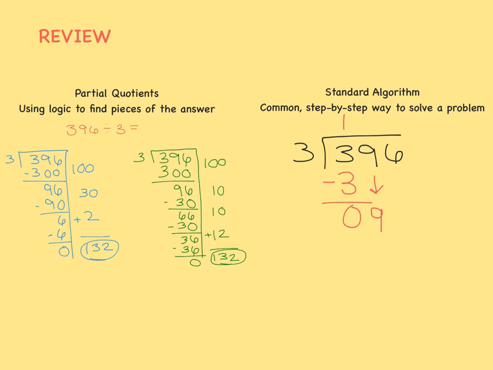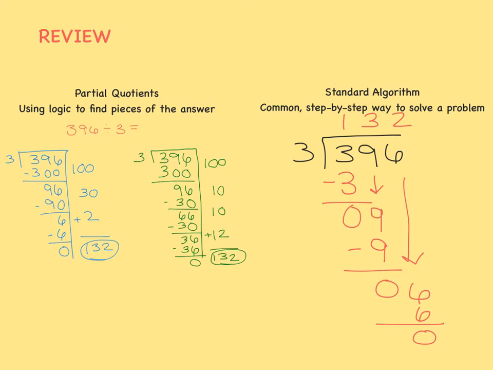3 goes into 9 3 times, which is 9. I subtract, which equals 0. And I bring down my 6. 3 goes into 6 2 times, which equals 6. And I have no remainder. As you can see, you get the same answer, 132. That's what we got when we did partial quotients.